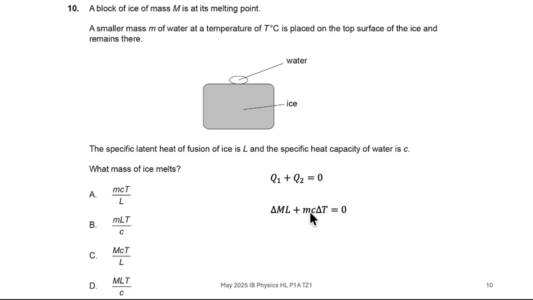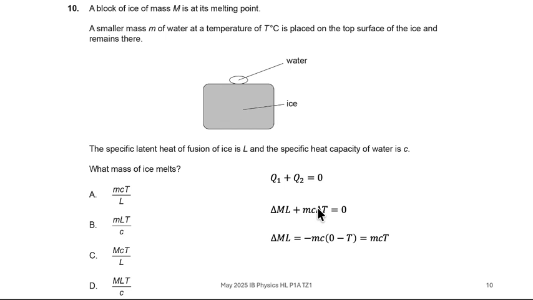We then have MC delta T, where M is the mass of our water, and we've used the same notation M here. Now notice, in this case, we've got the two things adding up together. One of them is going to be negative because we've got positive plus negative equal to 0. I'm then going to substitute in delta M L. I'm just going to bring MC delta T on the other side.